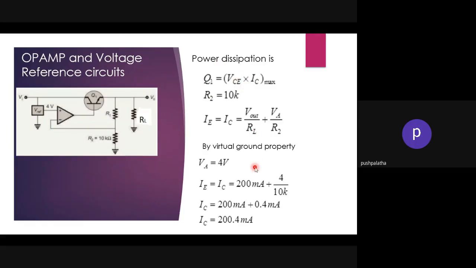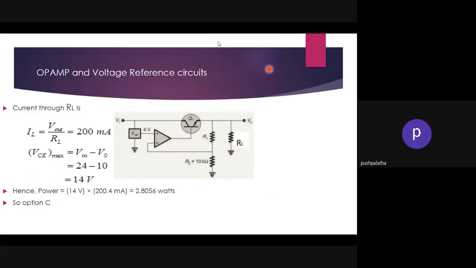By the virtual ground property, IE equal to IC, which is 200 milliamps plus 4 over 10K. So we find IC, then we need to find VCE. How will you find VCE? The collector is connected to the input voltage and the emitter is connected to the output voltage. So 24 minus 10 is 14 volts. 14 volts into 200.4 milliamps is 2.8056 watts. So option C. Now we'll go to the next problem.